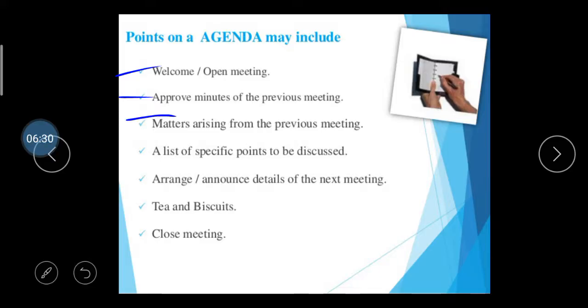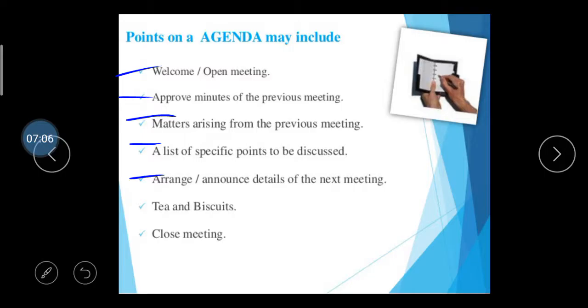Then the third one, matters arising from the previous meeting, you have to consider it. Then the list of specific points to be discussed. For example, in the annual general meeting they have to discuss the dividend policy. So you have to describe that this meeting is considering this decision, or we can say the dividend policy. Then after, arrange and announce the details for the next meeting. You have to already give the tentative date of the next meeting.